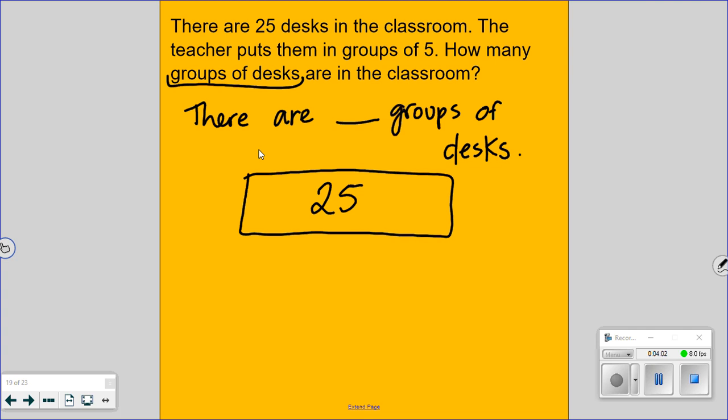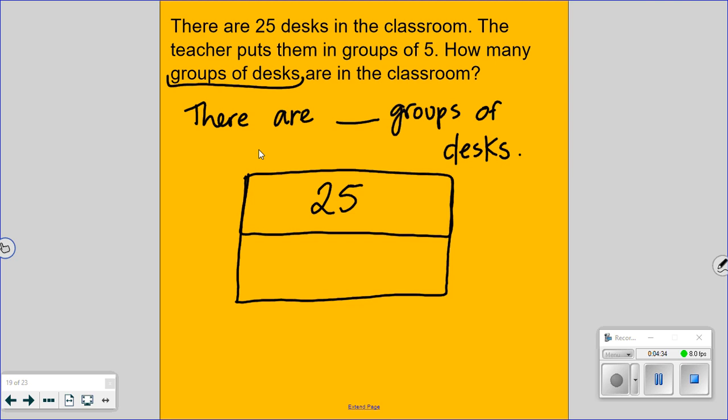All right, so I'm going to make a bar that's exactly the same size, because I know she's still going to have 25 desks. She's just made them look a little different. So far, so good? How are these desks going to look? It tells us that in the problem. Jordan, what are they going to look like? They're going to be in groups of 5.